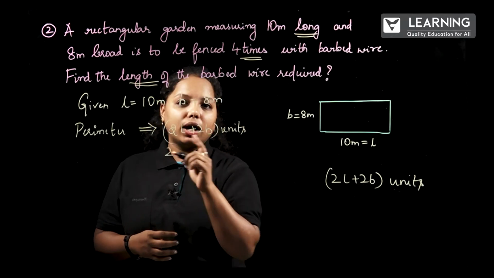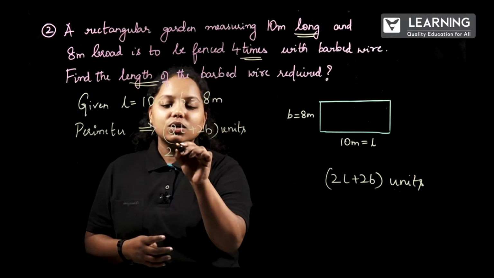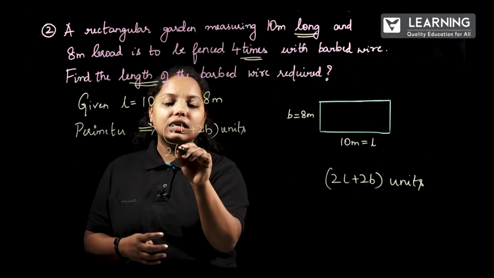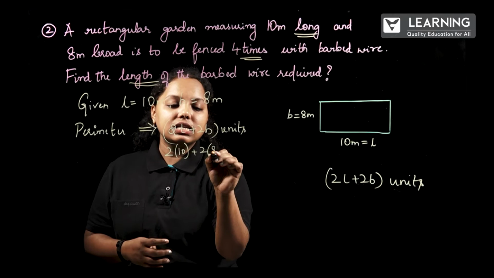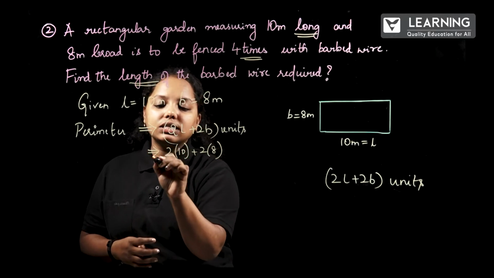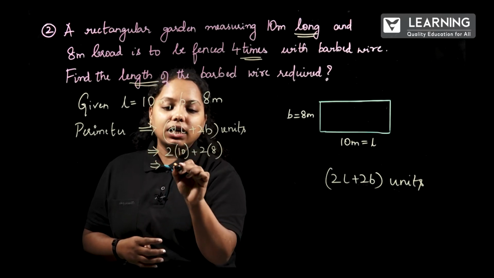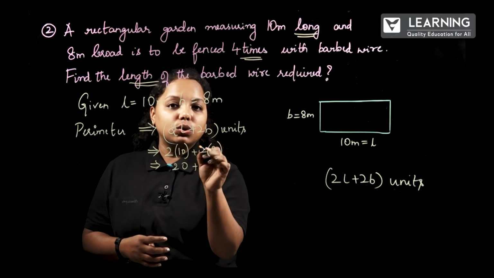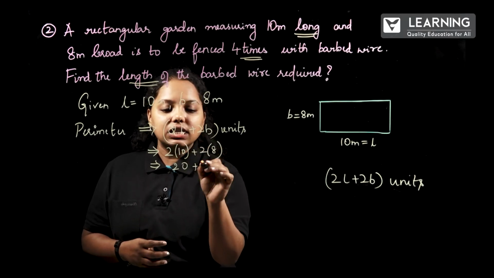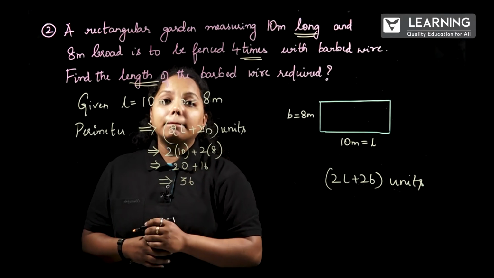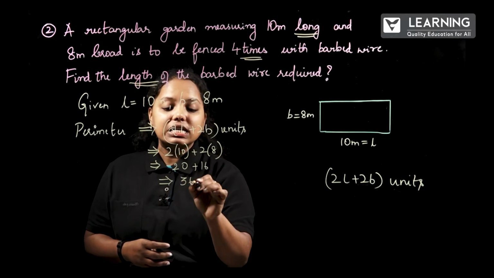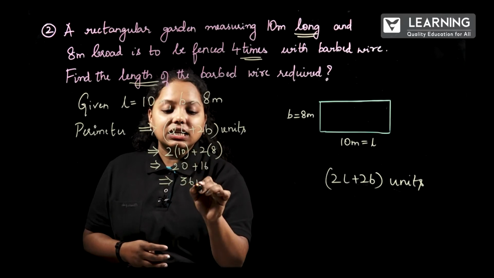Now, 2, I hope you remember the BODMAS rule. So, 2 into what is length? 10 plus 2 into what is breadth? It is 8. So, now what is the next step? 2 into 10, 20 plus 2 into 8, 8 2s or 2 8s are 16. This gives me 36 meters. You have to end up with the units. Since we are speaking with meters, it is meters.